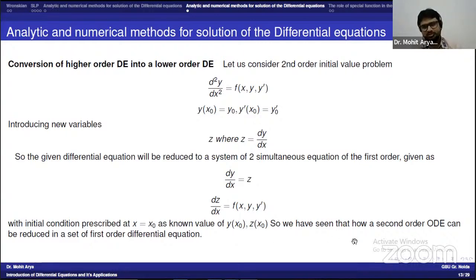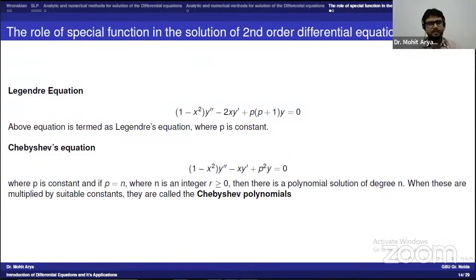So we have seen how a second order ordinary differential equation can be reduced to a set of first order differential equations. Here we had a second order differential equation, and we reduced it into a system of equations which are both first order differential equations.